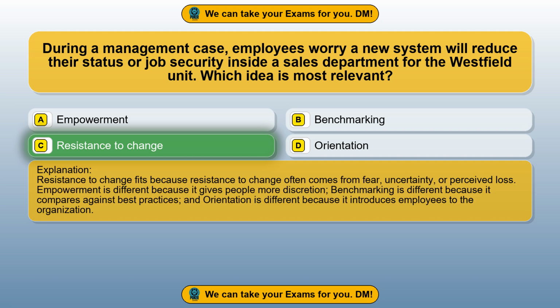Resistance to change fits because resistance to change often comes from fear, uncertainty, or perceived loss. Empowerment is different because it gives people more discretion. Benchmarking is different because it compares against best practices, and orientation is different because it introduces employees to the organization.